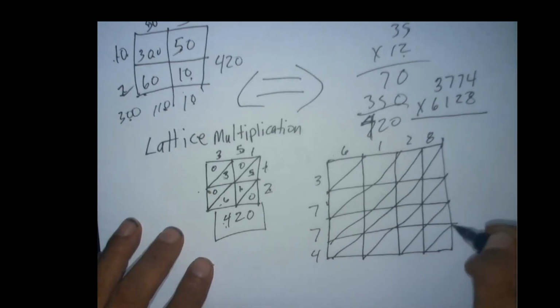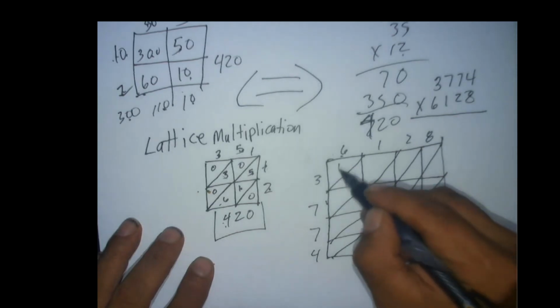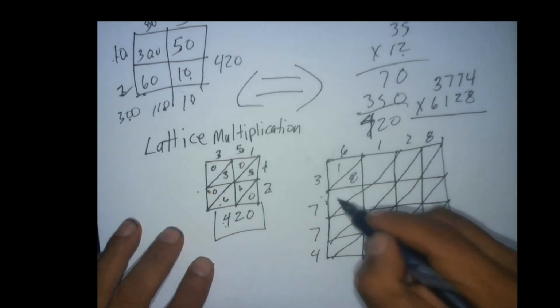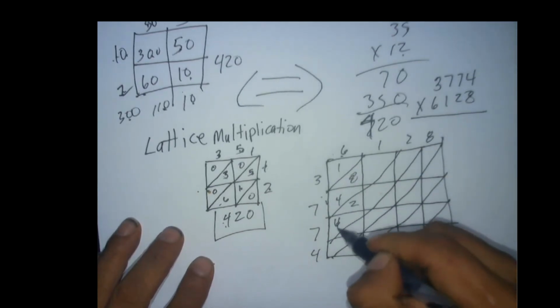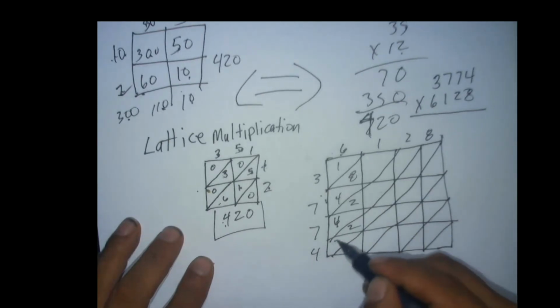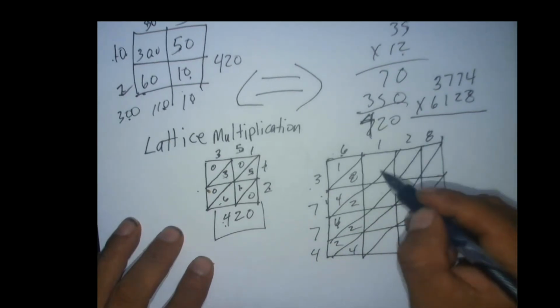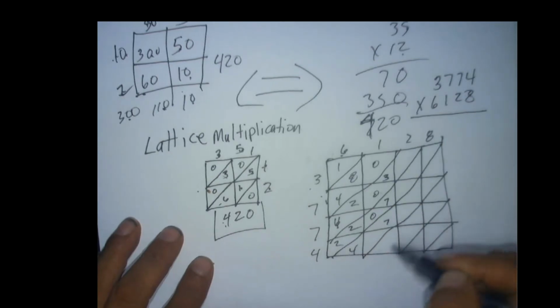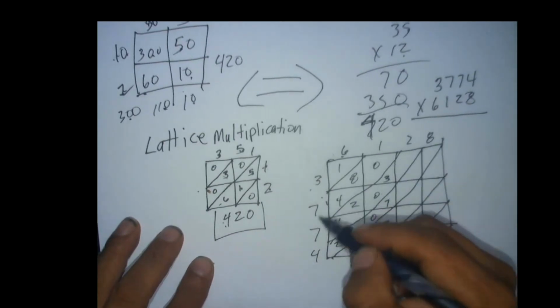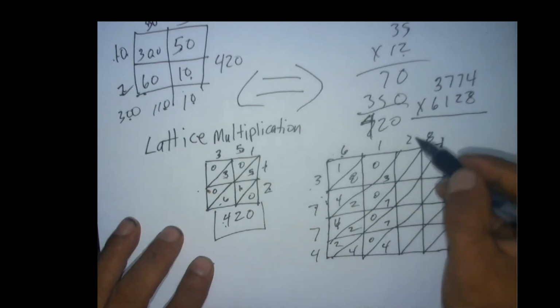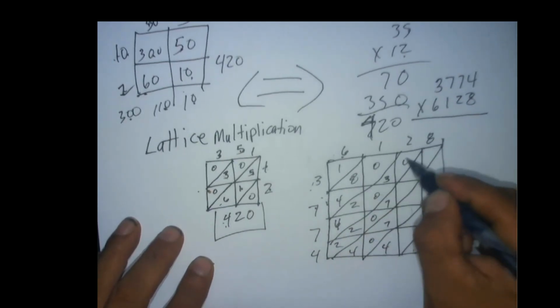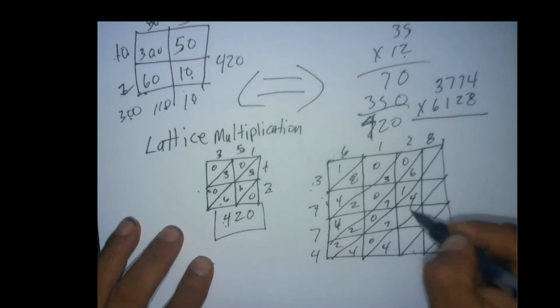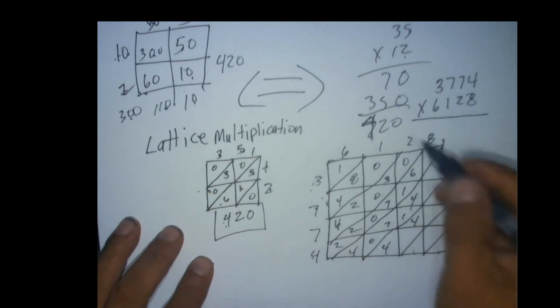Alright, here we go. 6 times 3 is 18. 6 times 7 is 42. And there it is again, 42. And 6 times 4 is 24. This is going to be the same. This is times 1, so it's 7, 7, 4. Everything here is multiplied by that 1. Alright, now we're going to multiply everything by 2. 3 times 2 is 6. 7 times 2 is 14. Again, it's 14. And then 4 times 2 is 8.